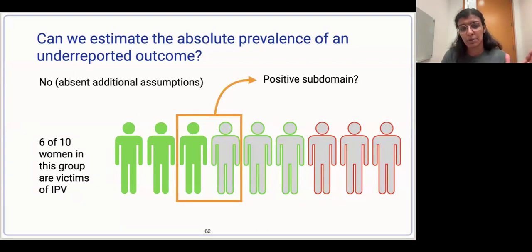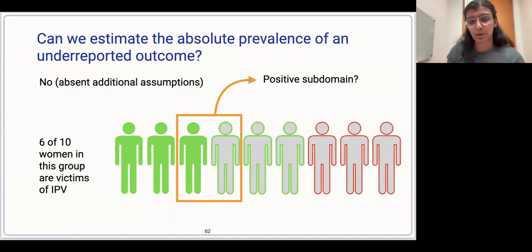One assumption that's common in the literature is something called a positive subdomain. That is, there is a set of patients that we can identify as extremely likely to be positives. And if we're able to identify this group, and if reporting in this group is representative of the entire population, we can identify the reporting rate, in this case 50%, and extrapolate to the whole population.